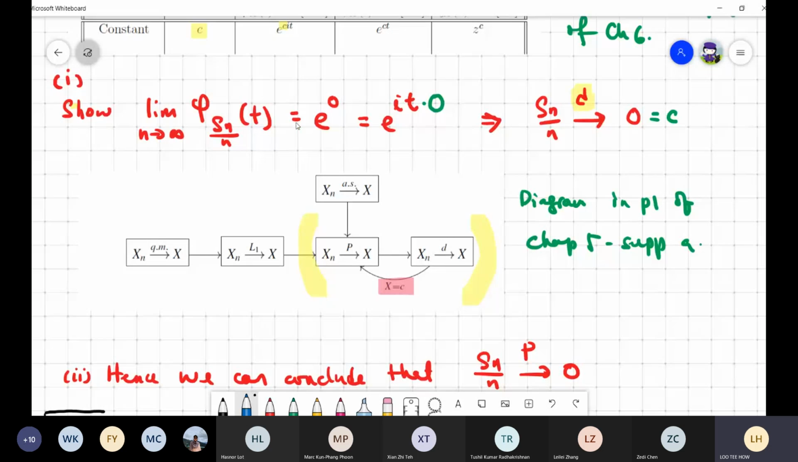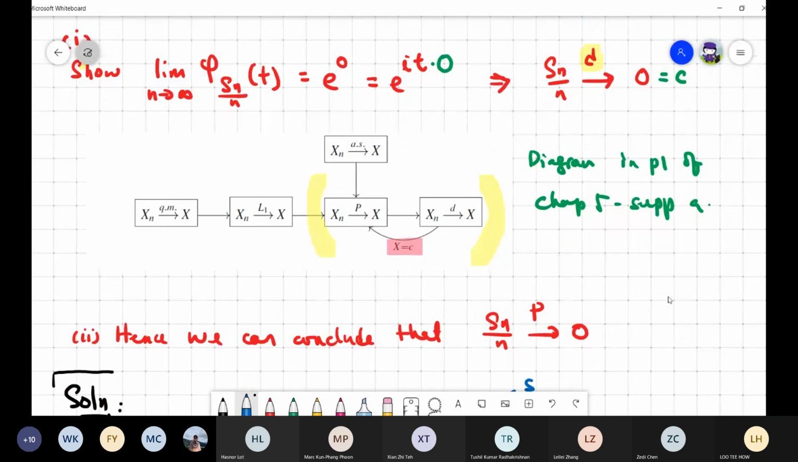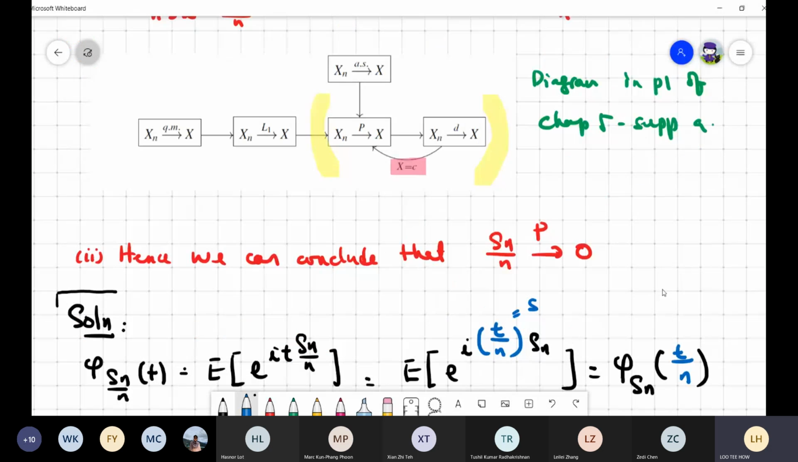Okay, so then immediately by using the theorem, we can see S_n over n will converge to 0 in distribution. Okay, and next we make use of this formula, which is actually a theorem in Chapter 5. So then we can conclude that S_n over n converges to 0 in probability. Okay, then we can come to this.